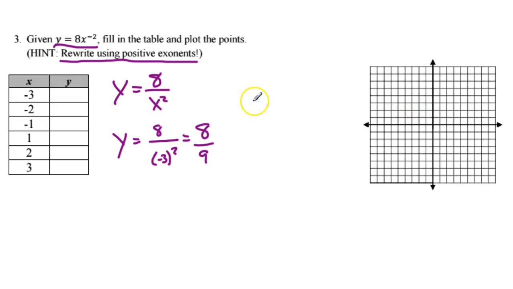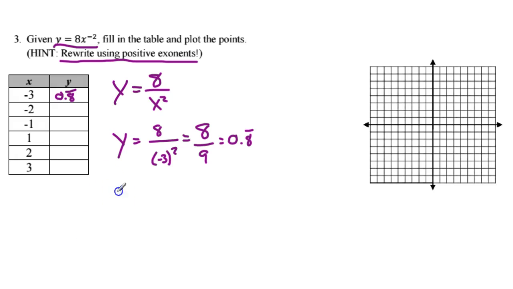And because we're plotting points, it might be easier to work with a decimal. If you put it in a calculator, 8 divided by 9, you're going to get 0.8, and it repeats forever. So I can just put a line on top that says it goes on forever. So this right here, 0.8 repeating. Let me do another one for you.